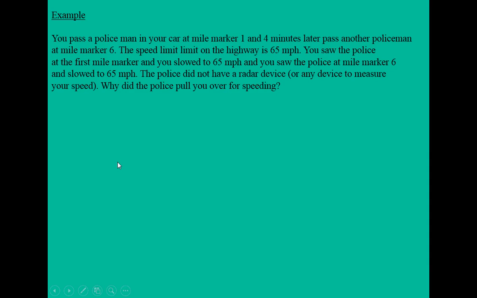Here's an example. You pass a policeman in your car at mile marker 1, and 4 minutes later pass another policeman at mile marker 6. The speed limit on the highway is 65 miles per hour. You saw the police at the first mile marker and you slowed to 65 miles per hour, and you saw the police at mile marker 6 and slowed to 65 miles per hour again. The police did not have a radar device or any device to measure your speed. Why did the police pull you over for speeding?